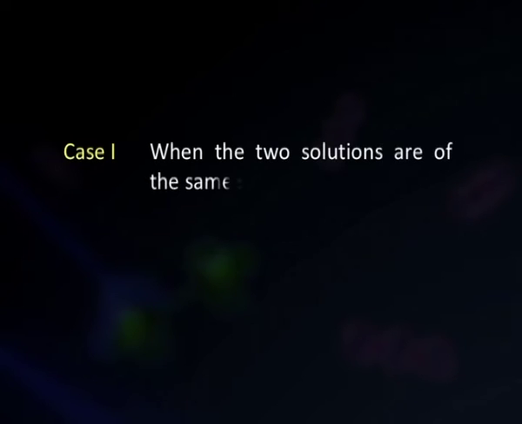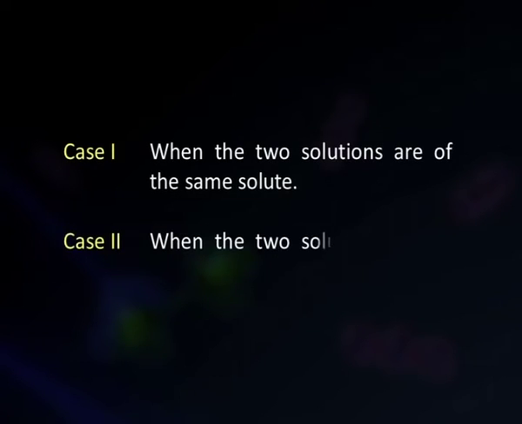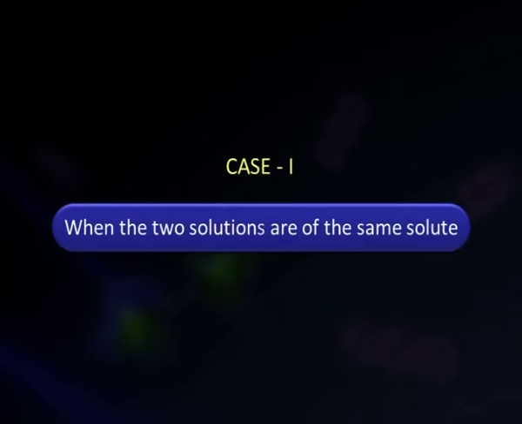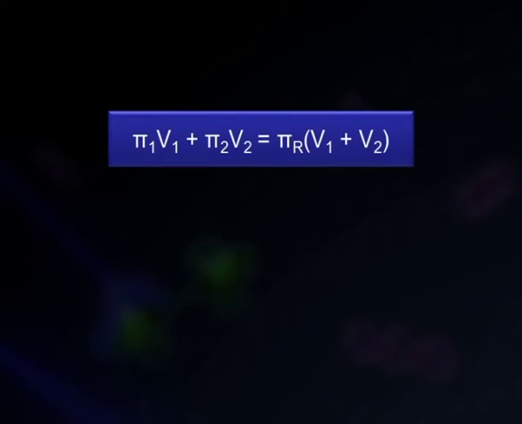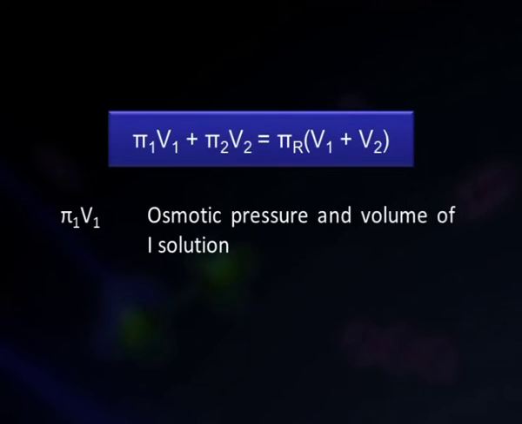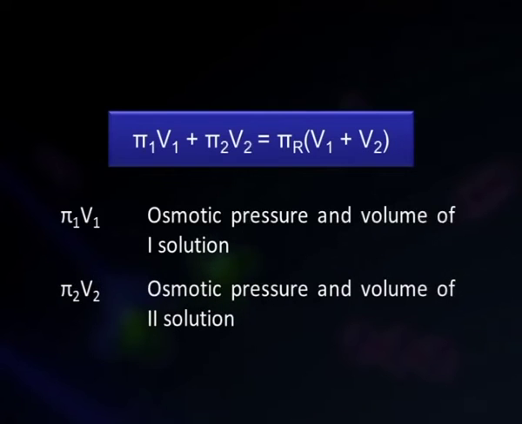Case 1 is when the two solutions are of the same solute, and case 2 is when the two solutions are of different solutes. First we are taking case 1, where the two solutions are of the same solute. Here we can say π1V1 plus π2V2 will be equal to π of the resultant solution times the volume of the resultant solution, which is equal to V1 plus V2. Here π1, V1 are the osmotic pressure and volume of the first solution and π2, V2 are the osmotic pressure and volume of the second solution.